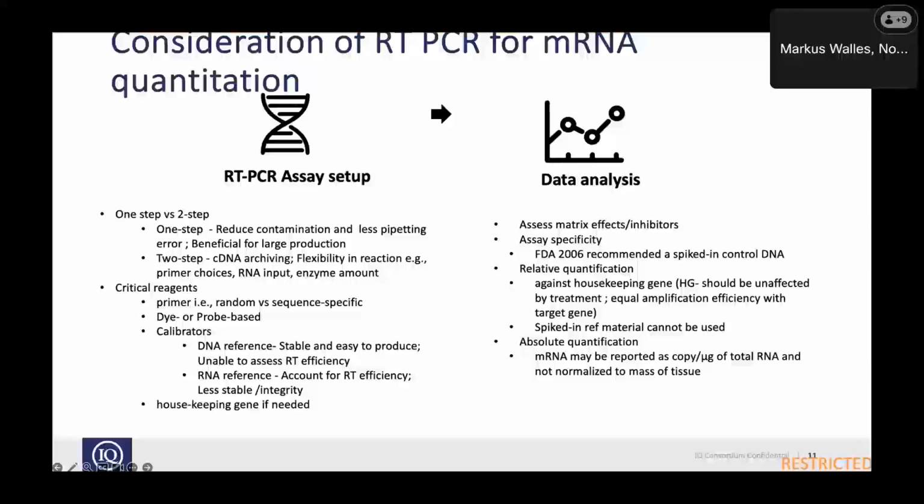For relative quantification, a housekeeping gene is used instead of a spike-in control, but ideally, the expression of this housekeeping gene should not be affected by the treatment, and its amplification efficiency should mimic the target genes. For absolute quantification, typically the mRNA is reported as copies per microgram of total RNA and not normalized to tissue mass.